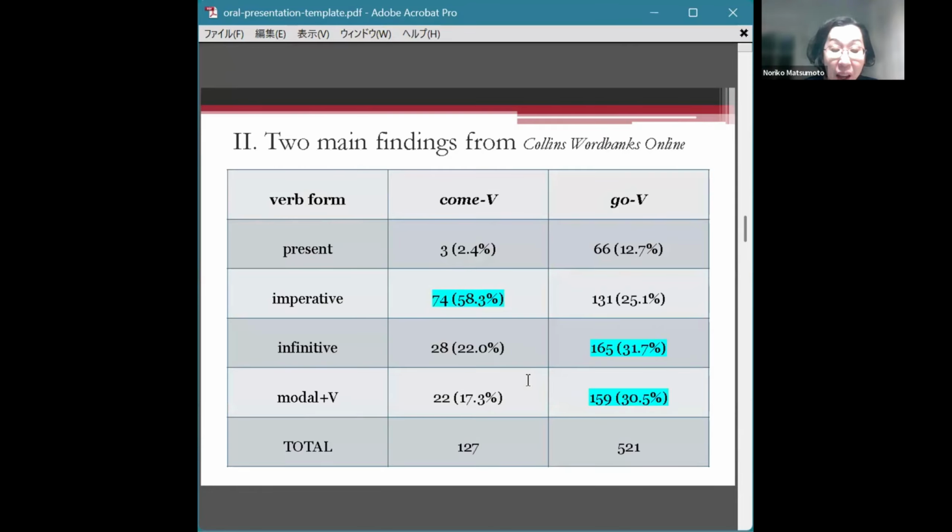Second, this table shows the inflection categories of the first verb in the come-V and go-V sequences. In the come-V sequence, imperative forms are predominant. However, the go-V sequence shows no such tendencies. The predominance of imperatives in the come-V sequence is closely related to its higher frequency in the ephemera subcorpus mentioned above.